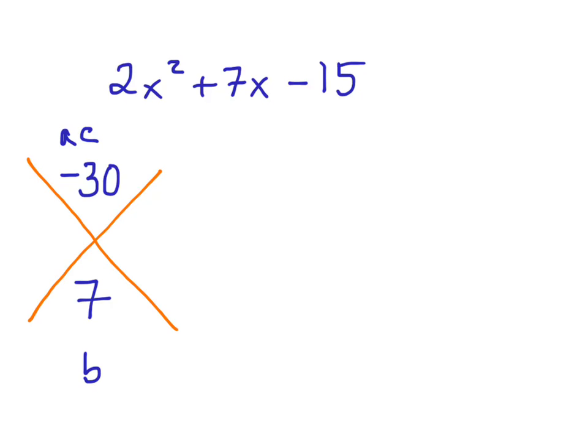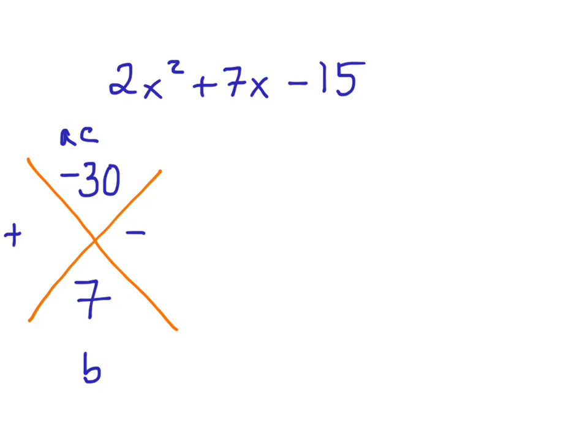And then what I'm doing is I'm looking for 2 numbers to go here and here, which could multiply to be negative 30, but add to be 7. Because it's a negative 30, I know I'm going to need one positive number and one negative number, and then I just start looking for various combinations.